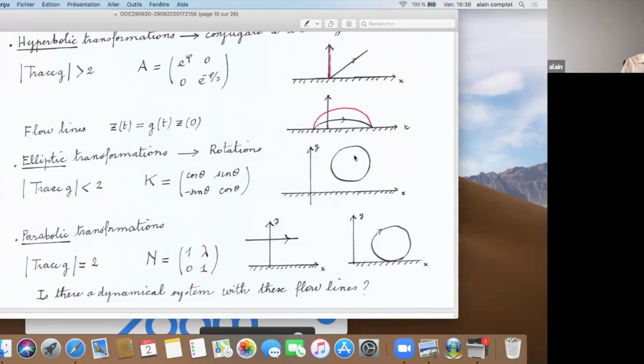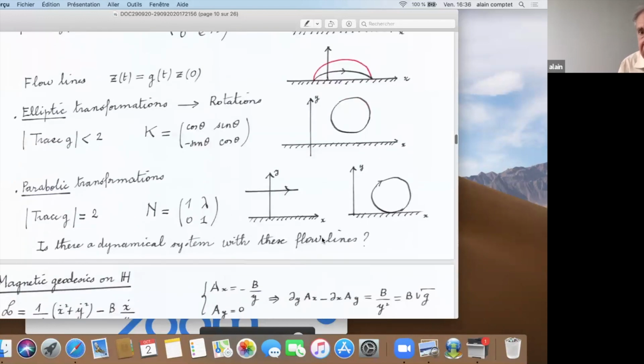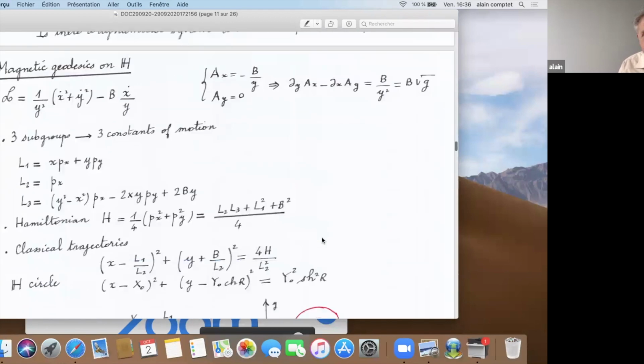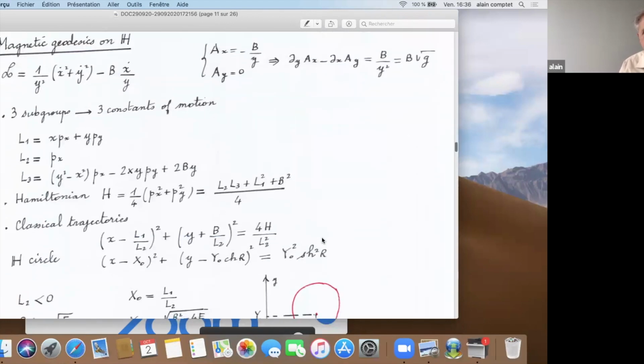Up to now, we have seen that the geodesic flow had flow lines that were either this geodesic, the vertical one, or the circle. But here we have other lines in the hyperbolic plane. And it turns out these lines are flow lines, or trajectories, of magnetic geodesics on the hyperbolic plane. So let me show you. You will see that this is very simple.